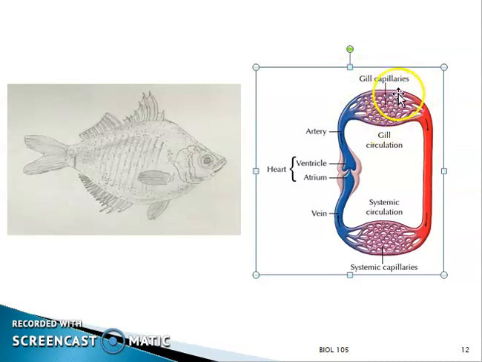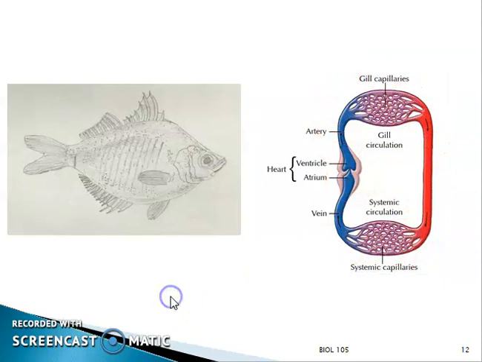Here in gill capillaries, blood is oxygenated. From that it goes to the body directly. Then in systemic circulation, they divide into capillaries, distribute oxygen to the body, and take the carbon dioxide inside them, and then make a vein and enter the heart. So this is called one-way circulation. This is specific to fishes. No other vertebrate group has this.